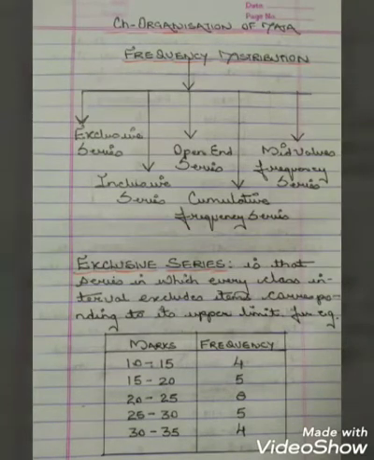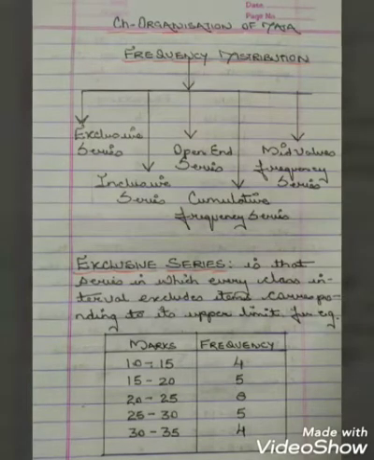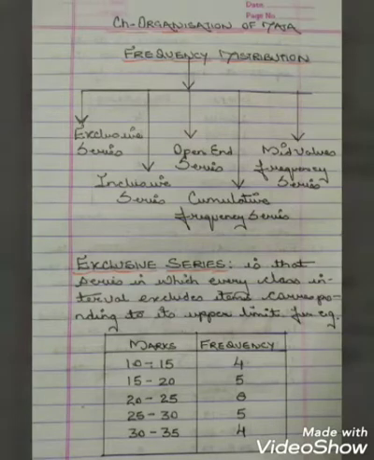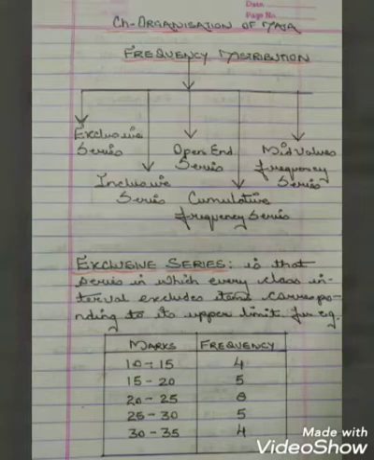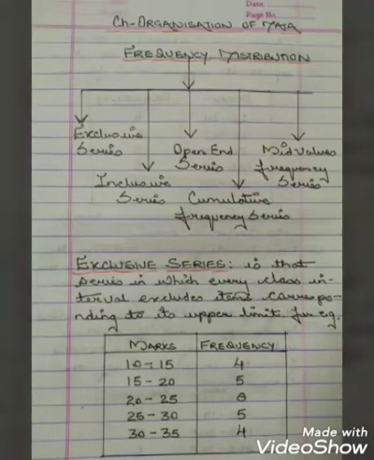The first is exclusive series, then we have inclusive series, then we have open-end series, then cumulative frequency series, and the last one is mid-value frequency series. Now we are going to take each series one by one, and the very first one is the exclusive series.